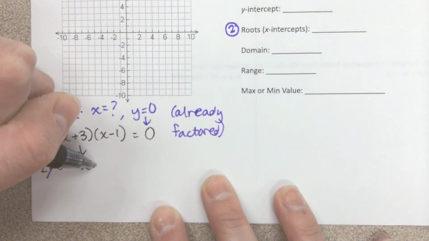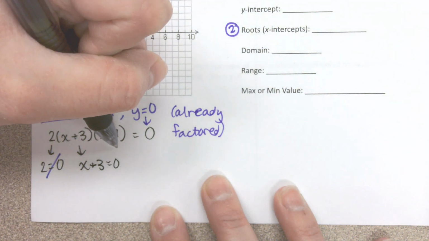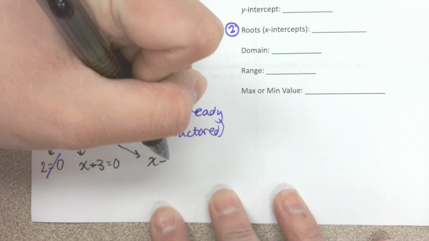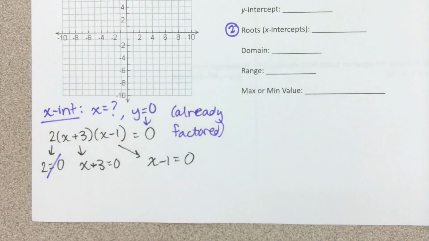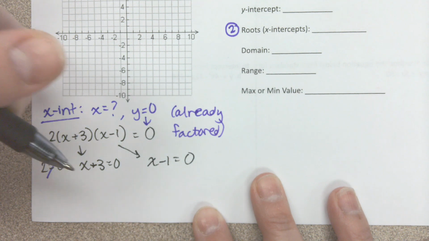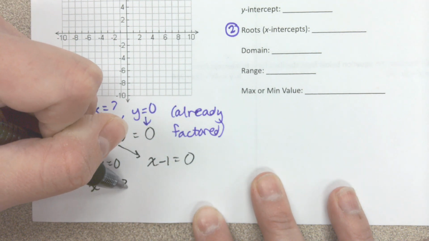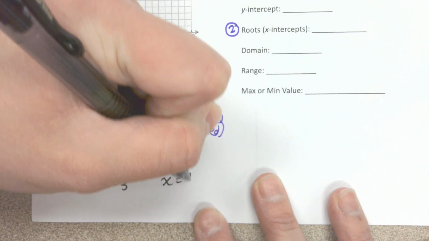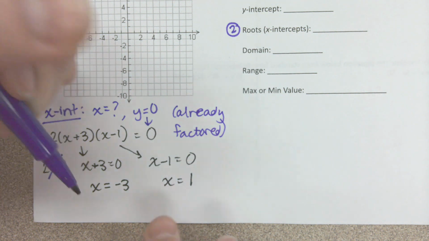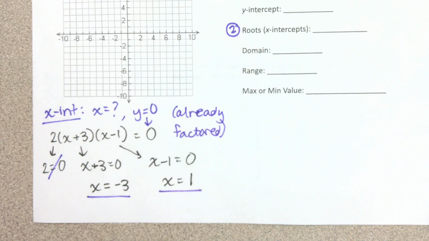We have x plus 3 equal to 0 and x minus 1 equal to 0. Those are the parts that I am concerned about. Solving both of these, I get x equals negative 3 and x equals positive 1. That's it. So those are my x-intercepts.